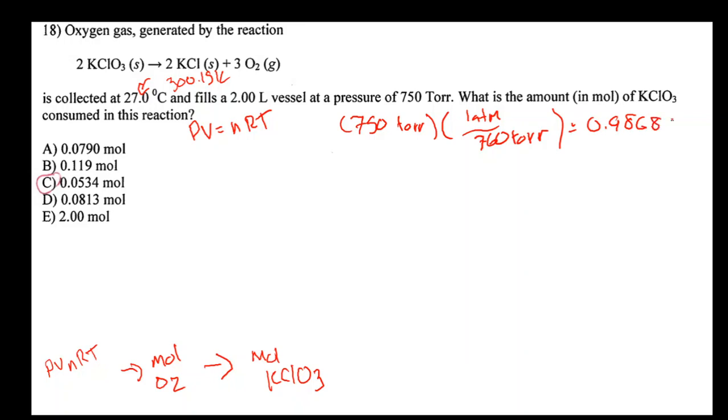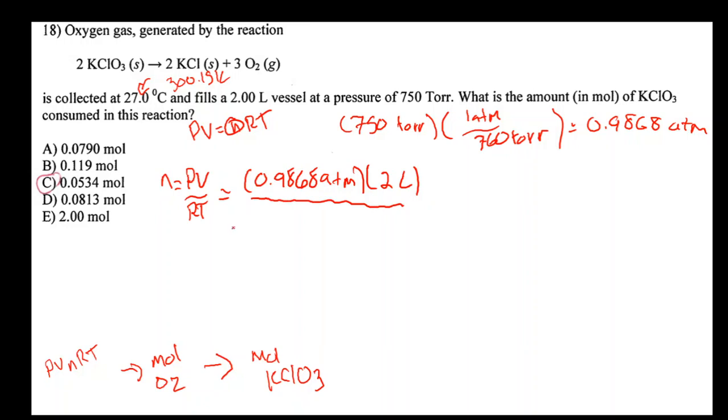So that equals 0.9868 atmospheres. So in order to figure out moles of O2 then, we'll just isolate n, divide both sides by RT, so n is equal to PV over RT. So then that equals our pressure, which we calculated as 0.9868 atmospheres, times our volume, which was 2 liters from the question, divided by our gas constant of 0.08206, times our temperature of 300.15 Kelvin.